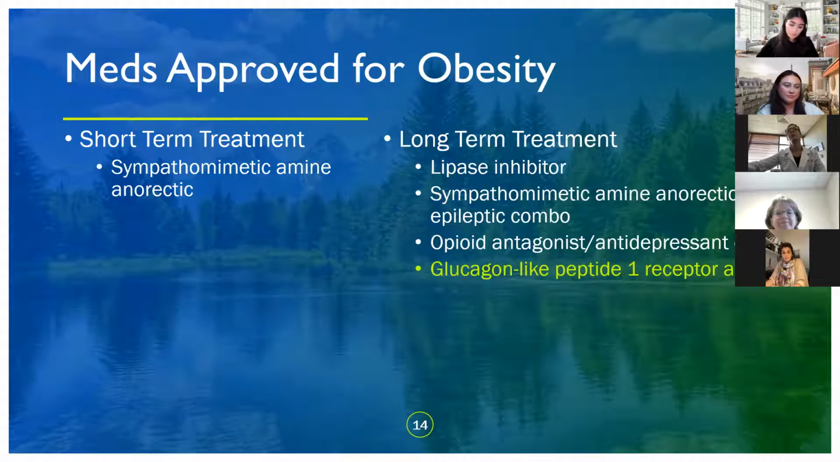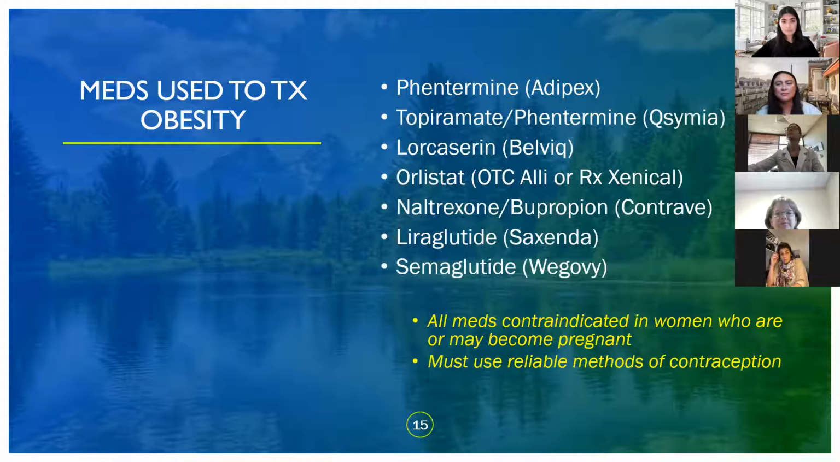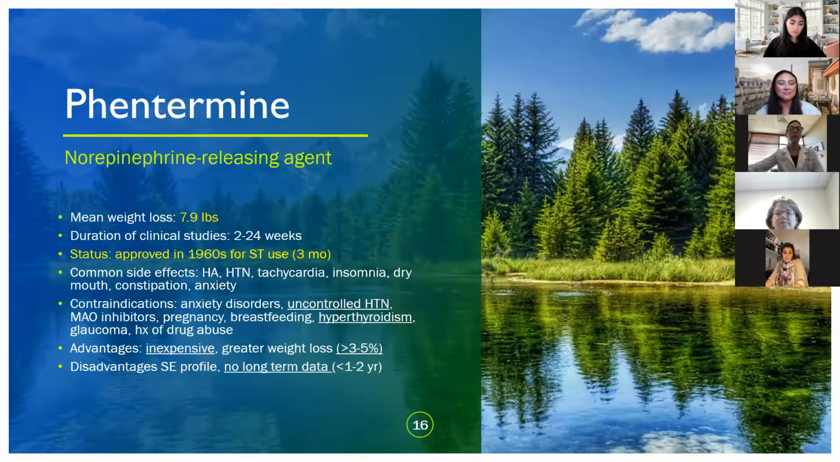So the meds approved for obesity, they have ones that are short-term treatment and others that are long-term treatments. Next slide. So we have a number of meds. Remember, any of these classes of drugs are contraindicated in women who may become pregnant or who are pregnant, and they must have some form of reliable contraception. So these next slides, you can go to the next slide. I'm just going to focus on all these agents individually.